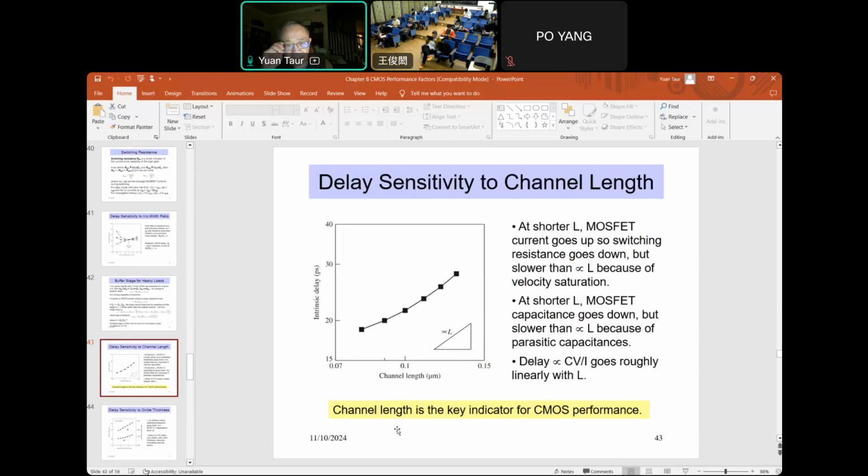So if you say you have a CMOS generation of a certain channel length or gate length, then I can pretty much have a good guess of what the switching delay is.